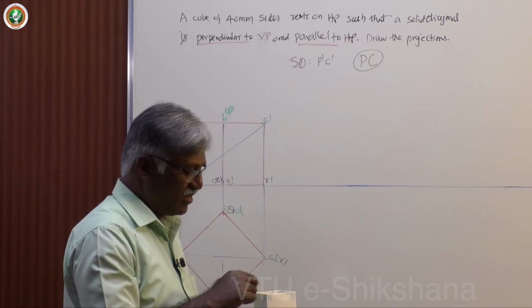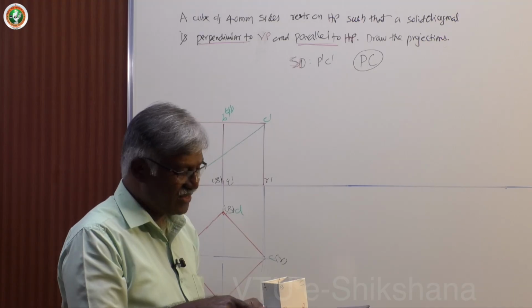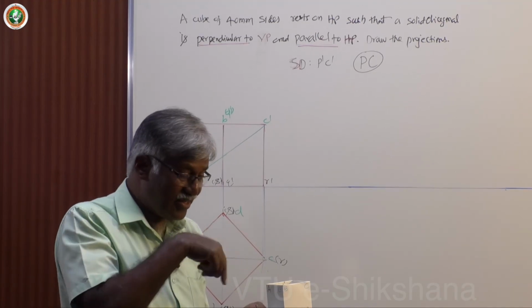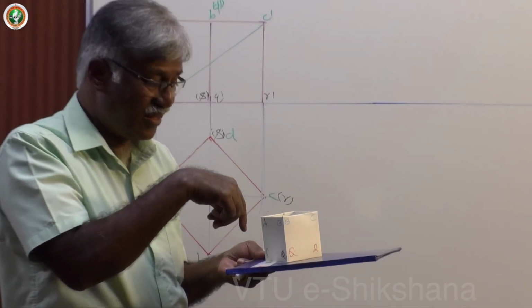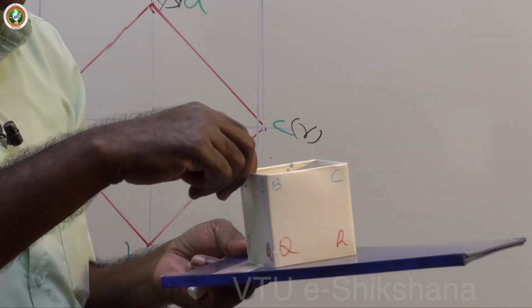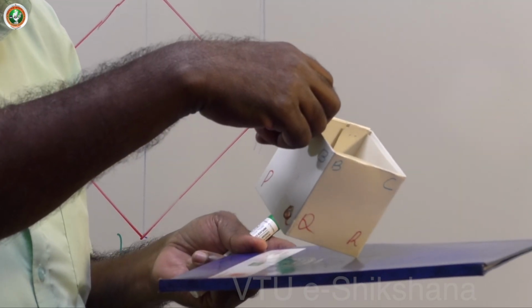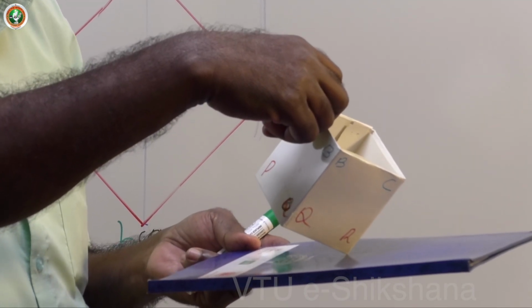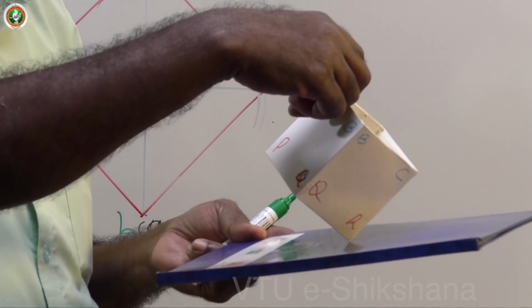P, Q, R, S, A, B, C, D. I am keeping P as reference and C as reference. Line joining that gets you the solid diagonal. Then rotate such that P and C will be at same height. That means you make that line parallel.